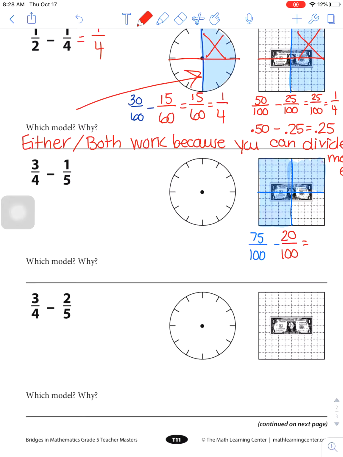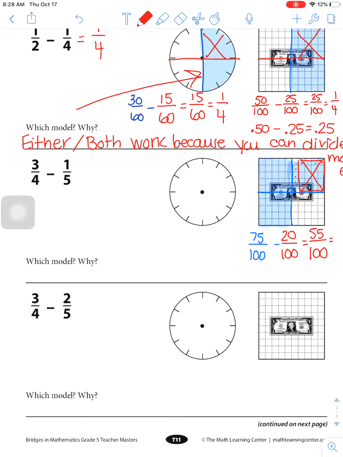So I'm just going to count here. I know that each one of these columns has 5 cents in it. So I'm just going to say 5, 10, 15, 20, and I'm going to go ahead and cross out 20 cents, okay? So I know that this area here is 50 cents, a half dollar, right? And then I have 1, 2, 3, 4, 5 cents left. So 75 minus 20 is 55/100ths, okay?